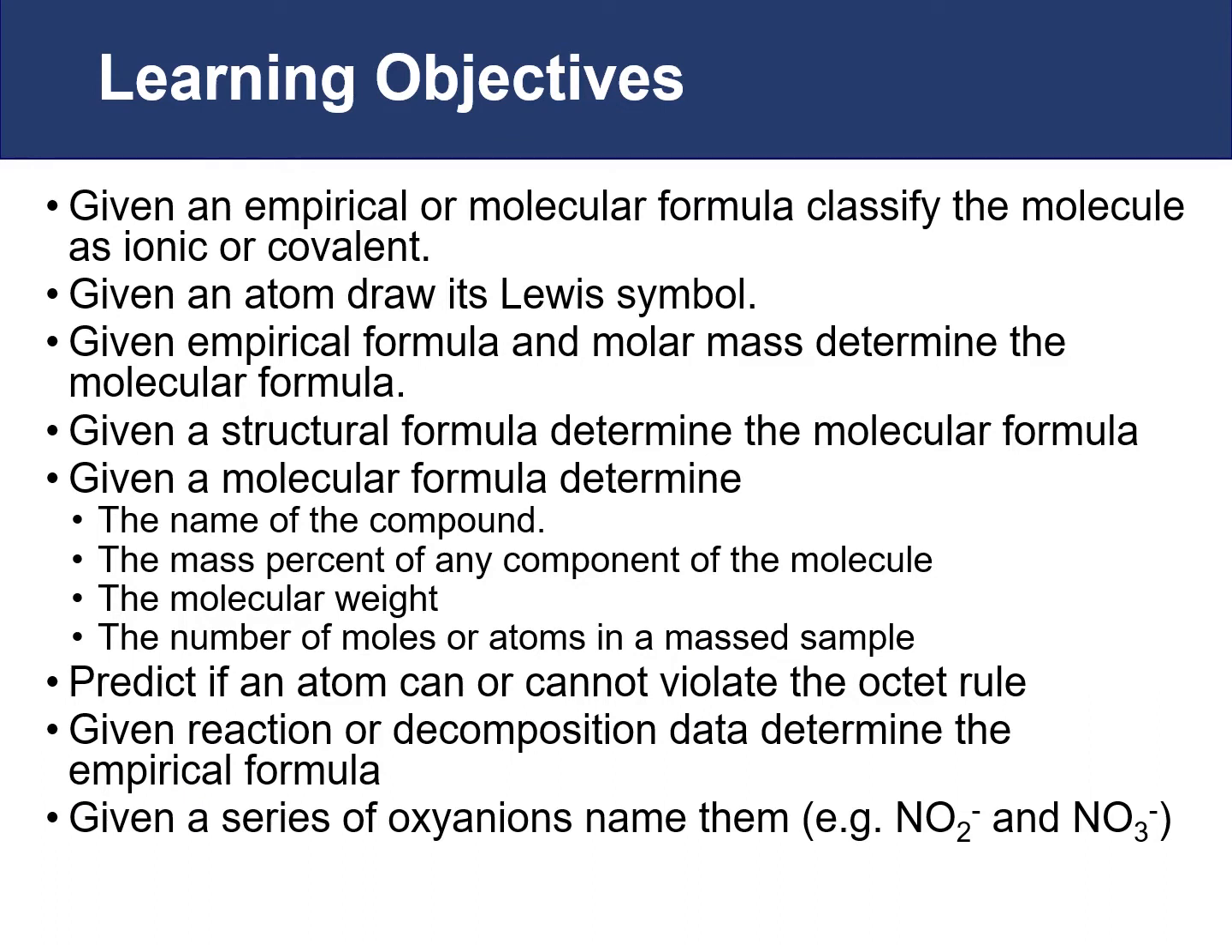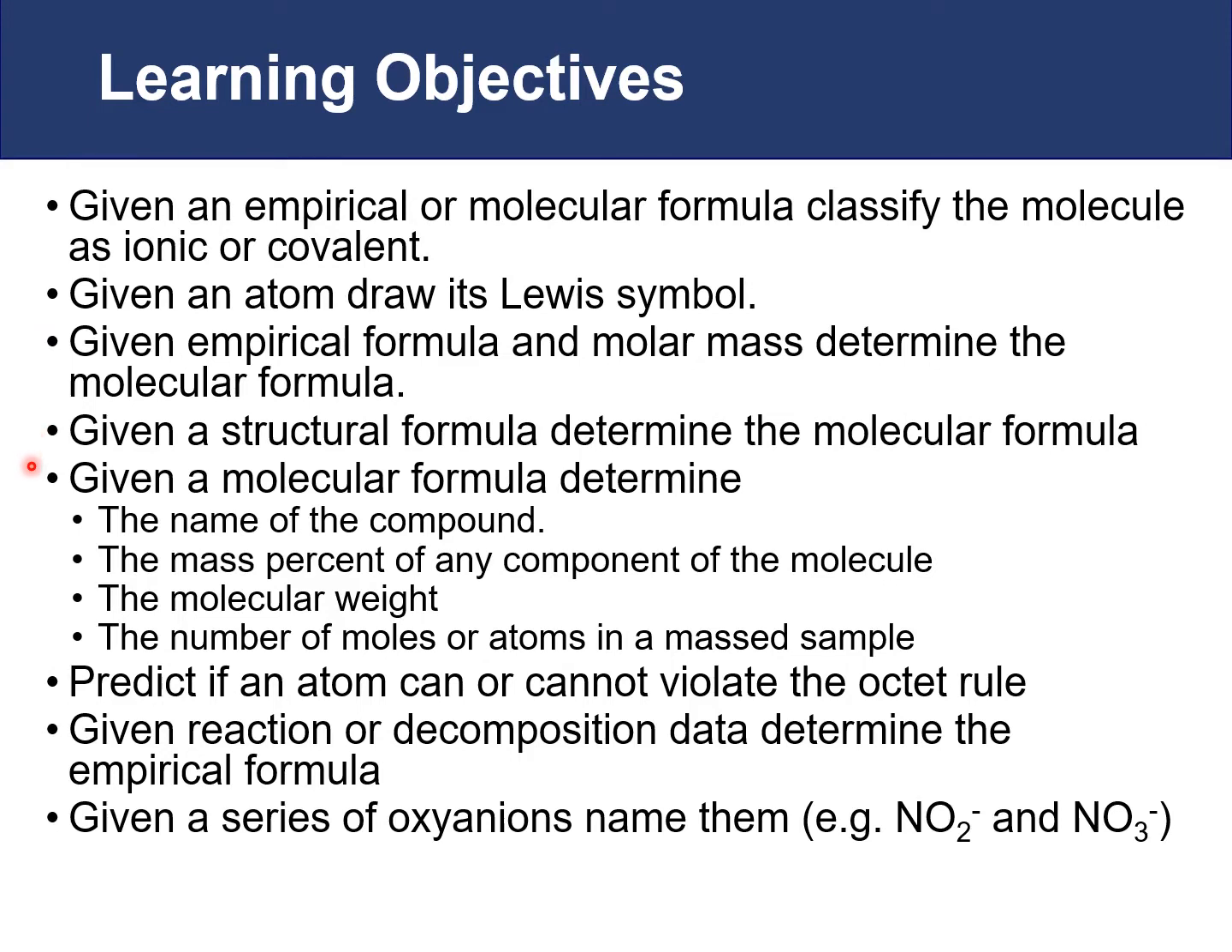We will finish this series of videos looking at how to determine the molecular weight of a compound. There are a series of learning objectives for this series of videos. By the end of this series of videos, you should be able to, given an empirical or molecular formula, classify the molecule as ionic or covalent. Given an atom, draw its Lewis symbol. Given an empirical formula and the molar mass, determine the molecular formula. Given a structural formula, determine the molecular formula.